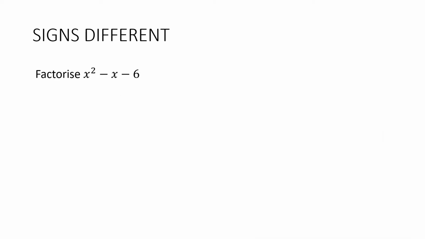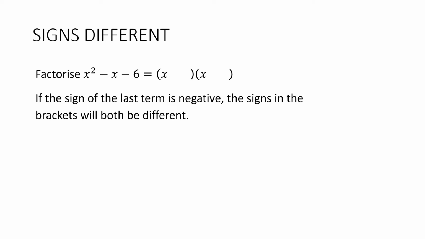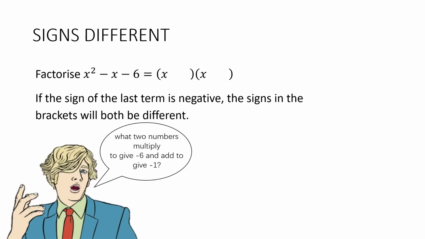Now let's look at what happens if the signs are different. So we're going to start the same way. But if the sign of the last term is negative, then the signs in both the brackets will be different, because that's the only way we can multiply to get a negative. We're going to ask what 2 numbers multiply to give negative 6 and add to give negative 1. And they are positive 2 and negative 3.